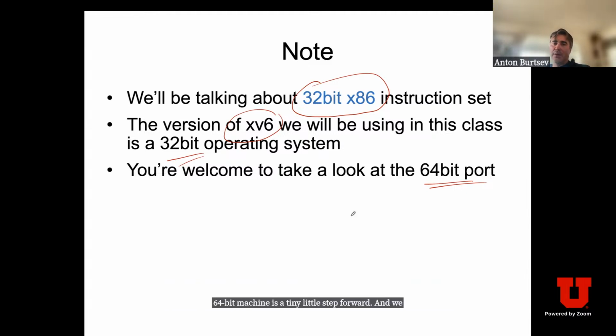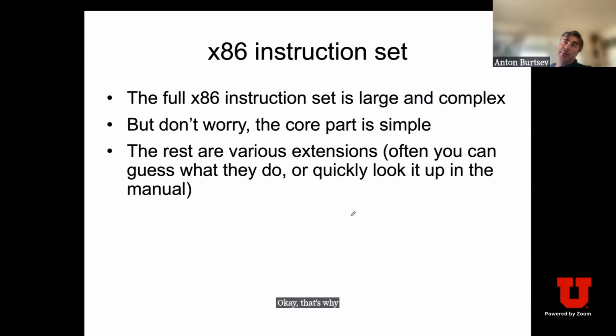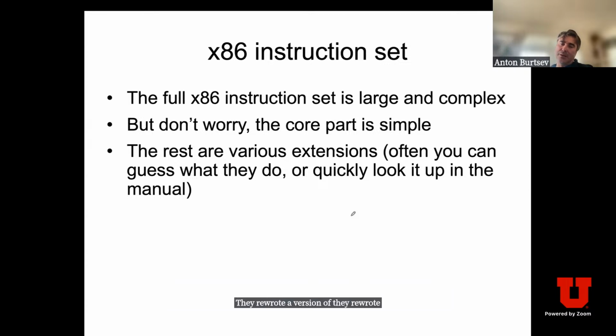We did port the x86, but all the books which the MIT guys wrote are still written about 32-bit versions, and we never really updated the books, right? That's why 32-bit versions. By the way, looking at the most recent version, MIT people switched to RISC. They said it was all nice, but they don't want to teach x86 anymore, so they rewrote it and use a RISC version of the kernel.